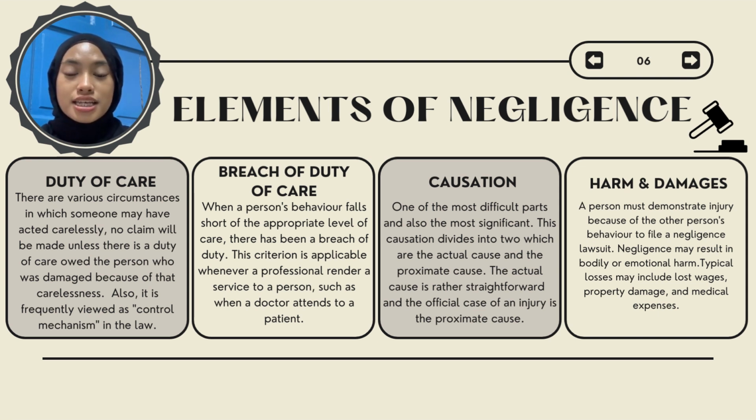Next is causation. Causation is one of the most difficult parts in negligence, and also the most significant. Causation divides into two. The first is actual cause, which is more straightforward. The second is the proximate cause, which is the official cause of an injury.